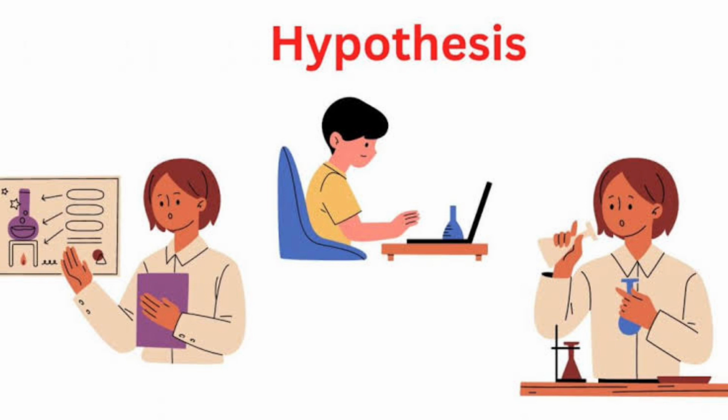What qualities should a good hypothesis have? It should be clear, simple, and testable. Can a hypothesis be wrong? No, a hypothesis can never be right or wrong. It is either supported or rejected by the experimental data.